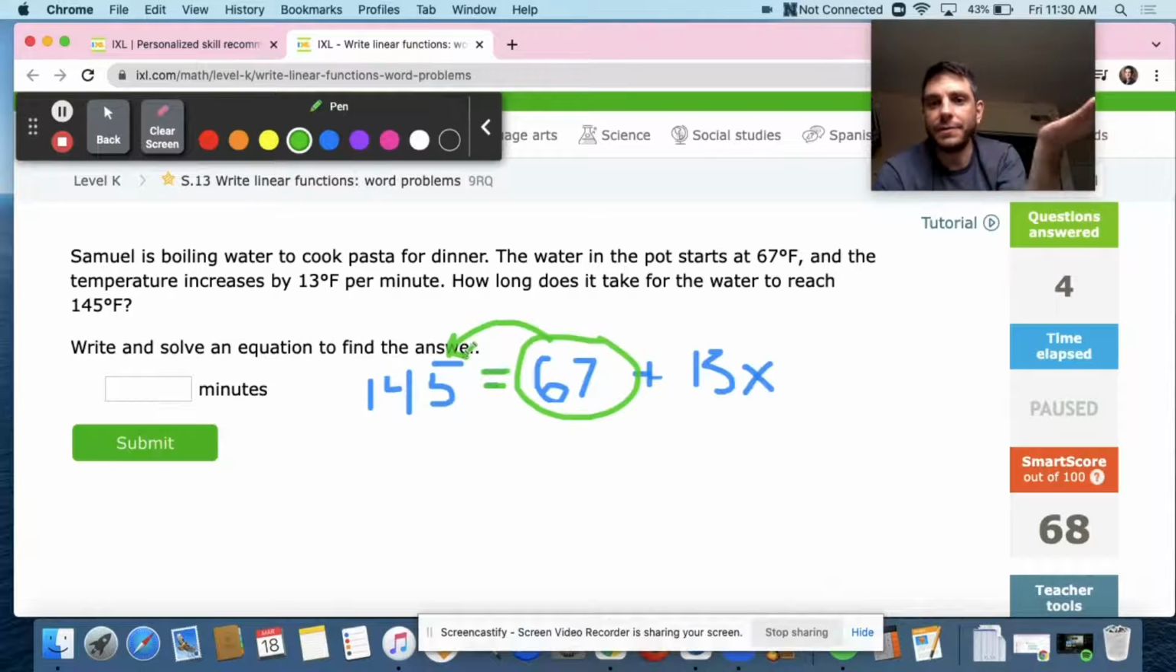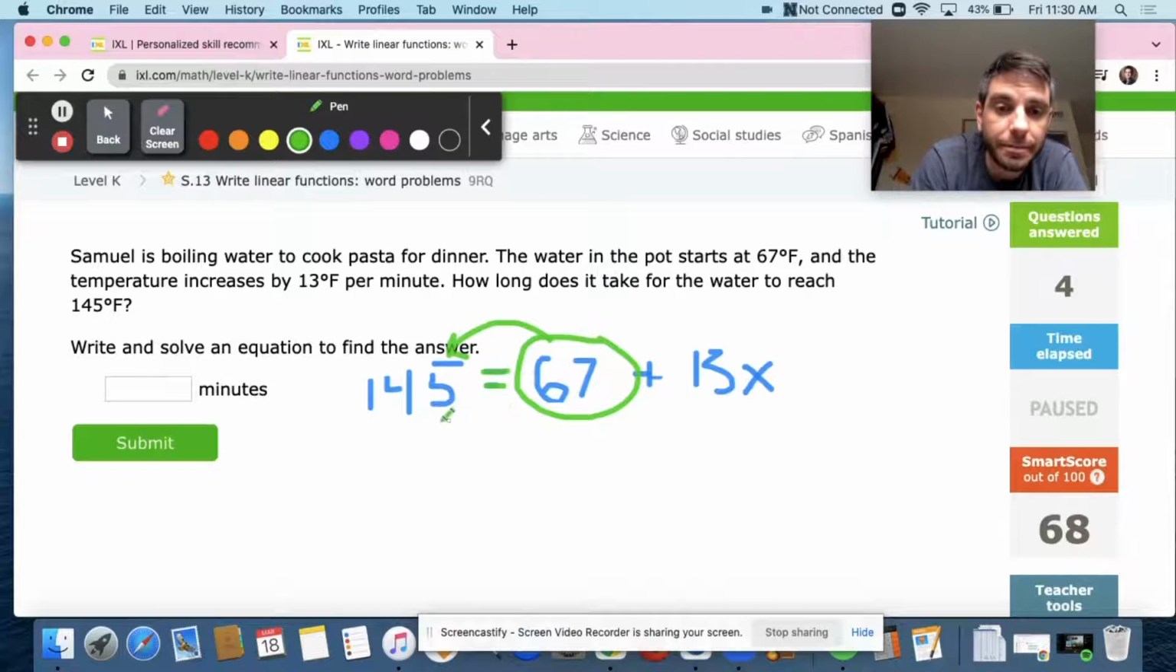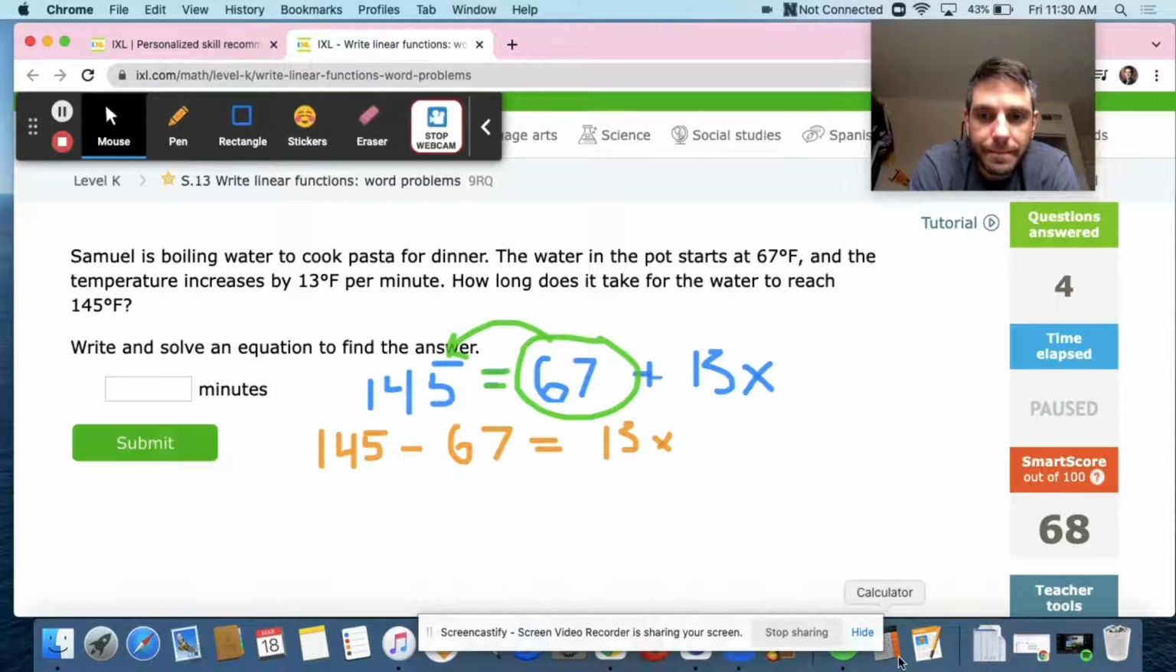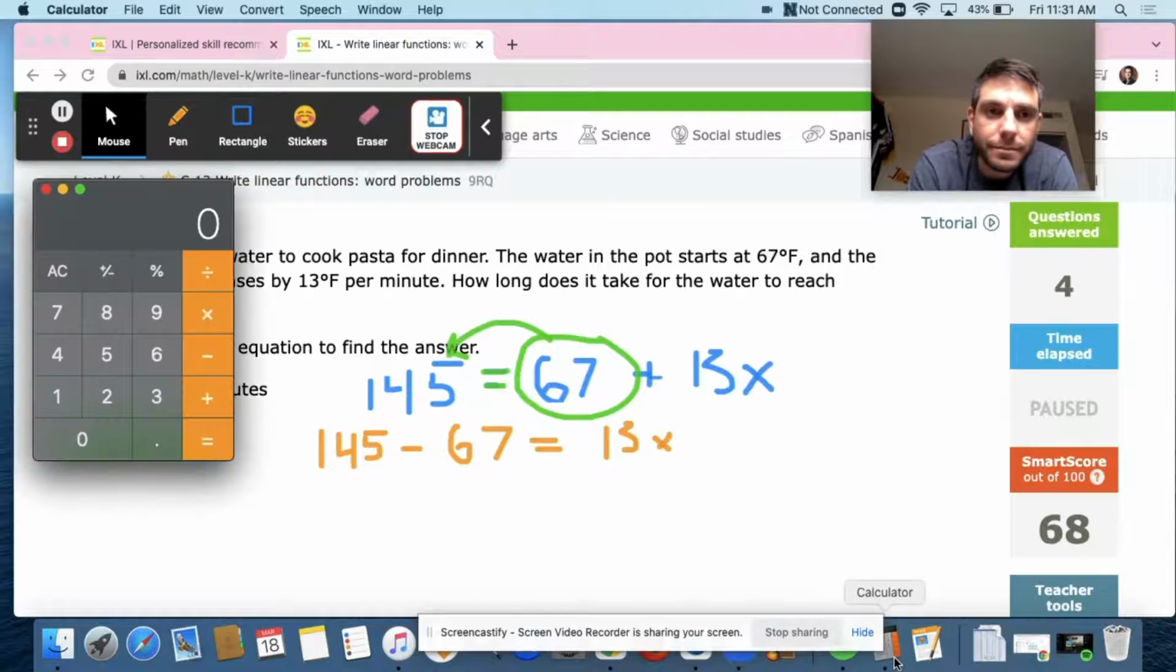Another way of saying that is if it's a plus number on one side and we move it over to the other side, it's now a subtraction number. So 67 is going to become a subtraction number. And so it's going to look like this. Basically, 145 minus 67 equals 13x. And 145 minus 67 is 78.